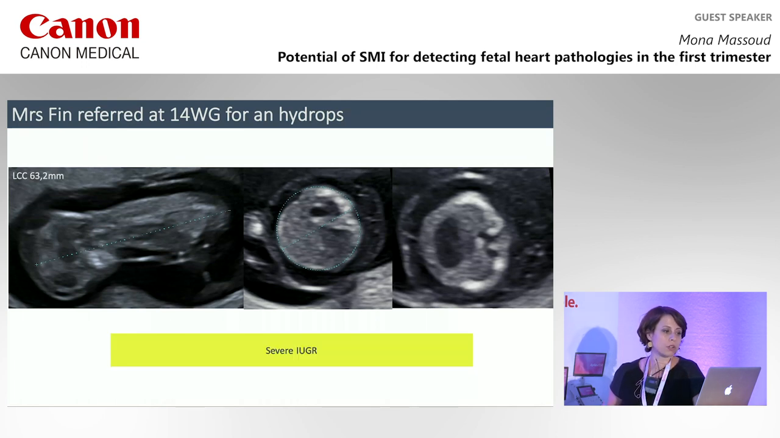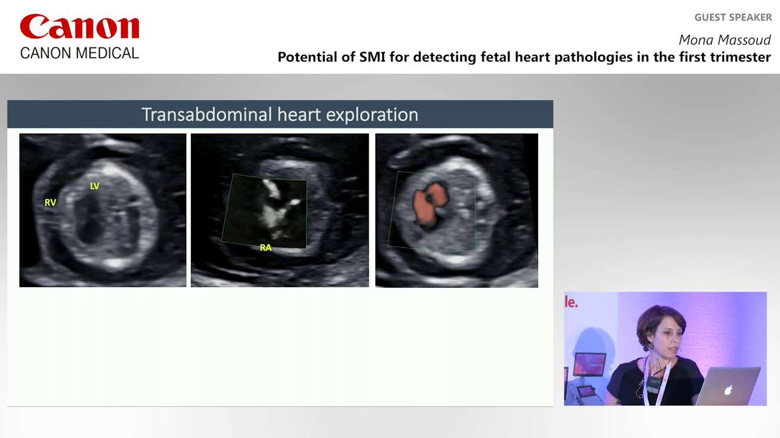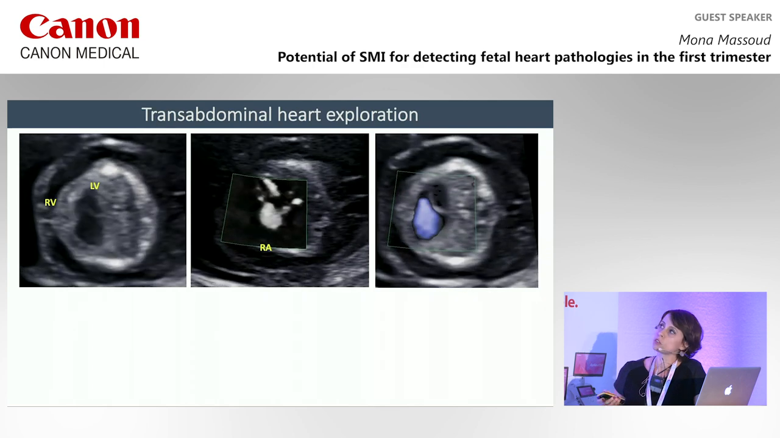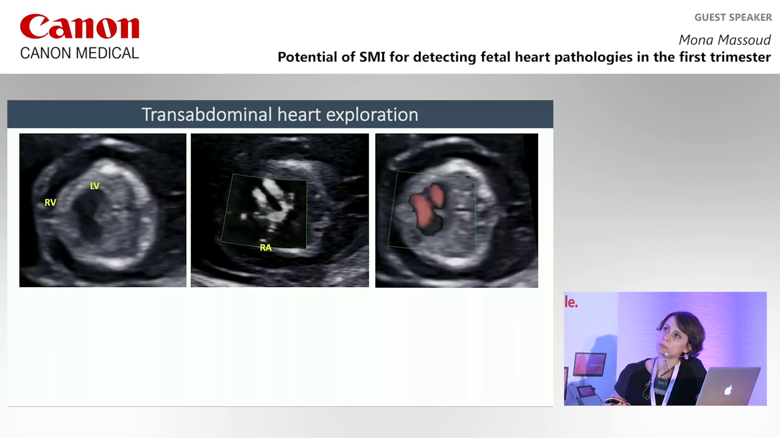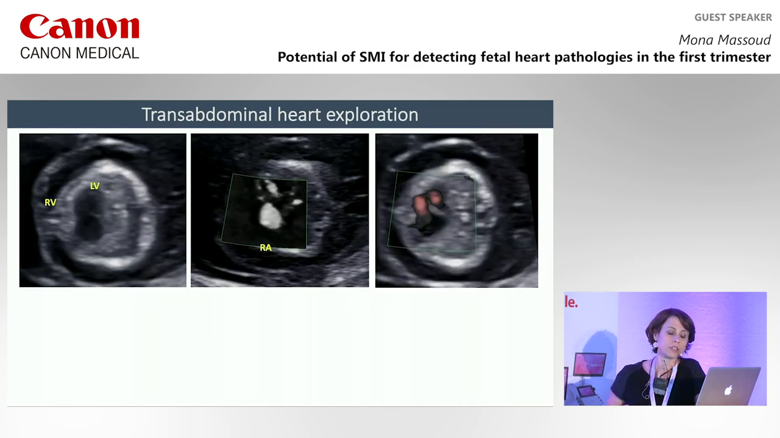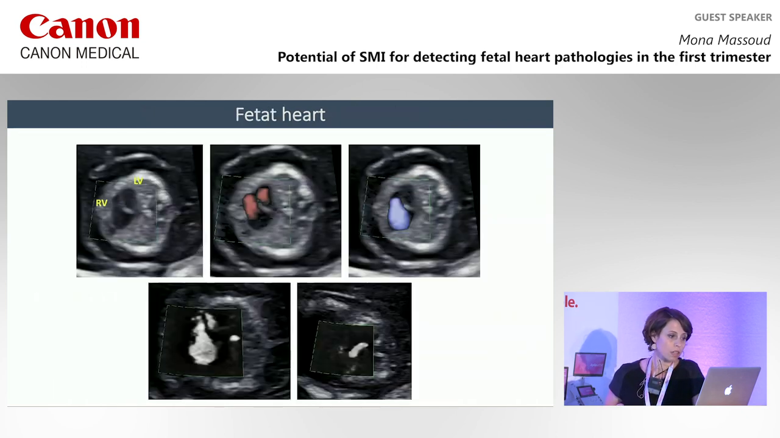Another patient referred for eDrops with severe intrauterine growth restriction. We are at about 12 weeks of gestation. What we can see is that we have an abnormal heart axis here, tricuspid leaflets displaced towards the apex, as we can see here, and a severe tricuspid regurgitation with cardiomegaly. So we can make the diagnosis of an Ebstein pathology.